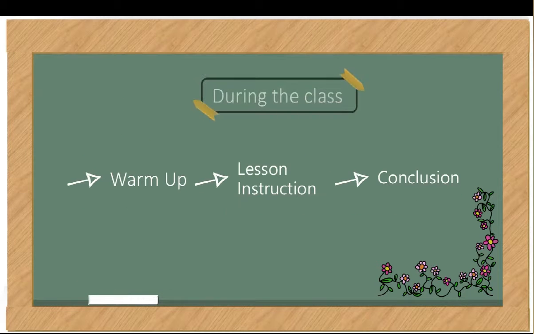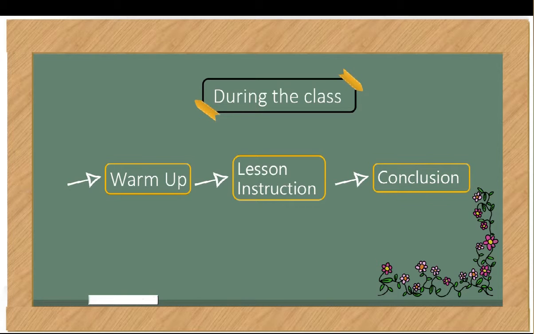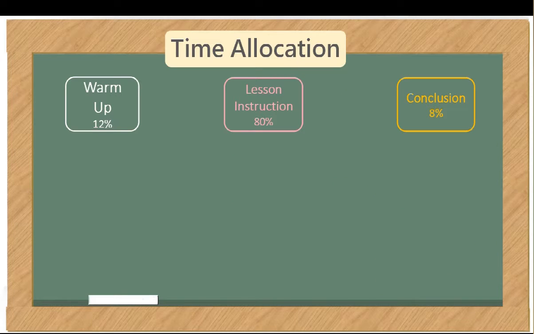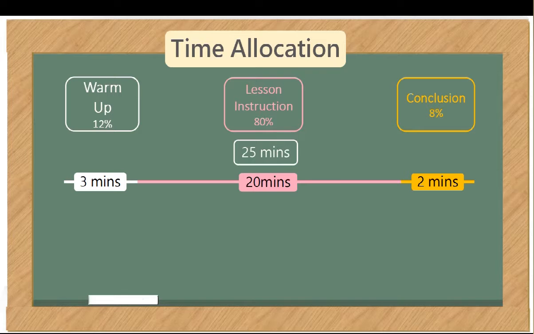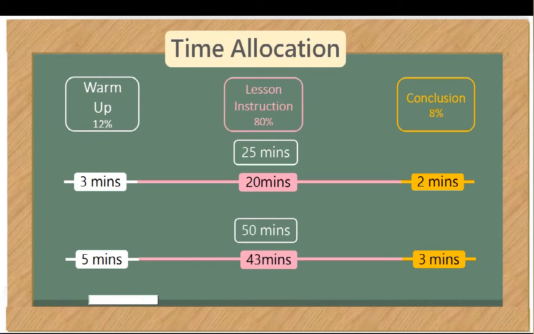During the class, it mainly has warm-up, lesson instruction, and conclusion. Let's see how you arrange your class time. Please spend about 12% for the warm-up part, 80% for the lesson instruction, and 8% for the conclusion. That is, if it's a 25-minute session, please take about 3 minutes for warm-up, 20 minutes for the lesson instruction, and 2 minutes for the conclusion part. It will be the same idea for a 50-minute session.